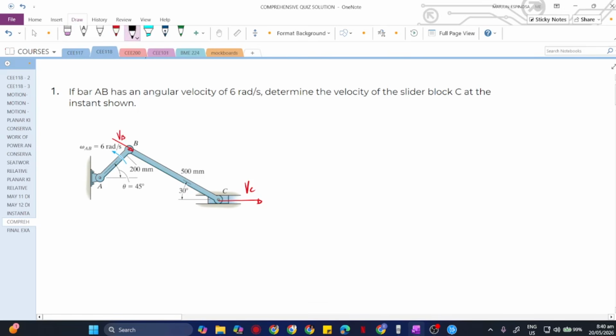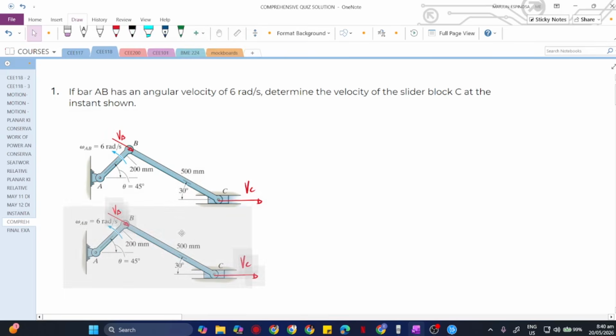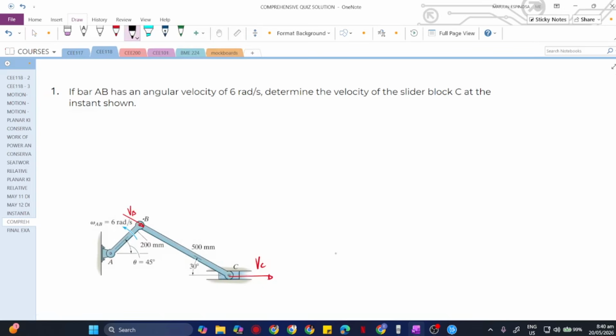So, from there, we can create an instantaneous center. Let us make a projection line, and also this one, such that it is also perpendicular to our velocity direction. So, this part right here is the instantaneous center of both point B and VC. They will be sharing the same angular velocity, omega BC. Okay? Omega BC.